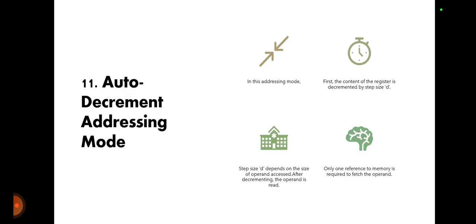So the last one, auto decrement addressing mode. It is obviously the opposite of the auto increment addressing mode. In this addressing mode, first the content of the register is decremented by step size D. And what does step size D depend on? It depends on the size of the operand accessed. After decrementing, the operand is read, and only one reference to memory is required to fetch the operand.